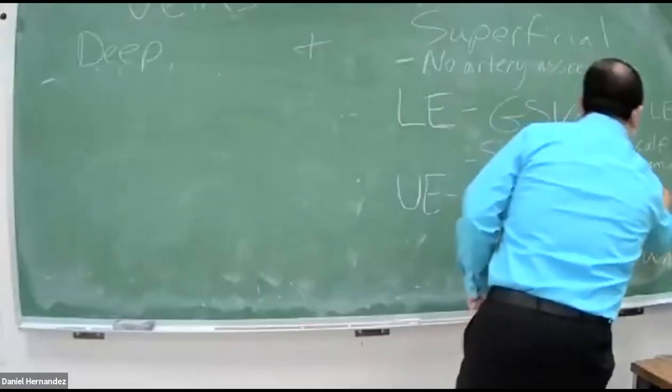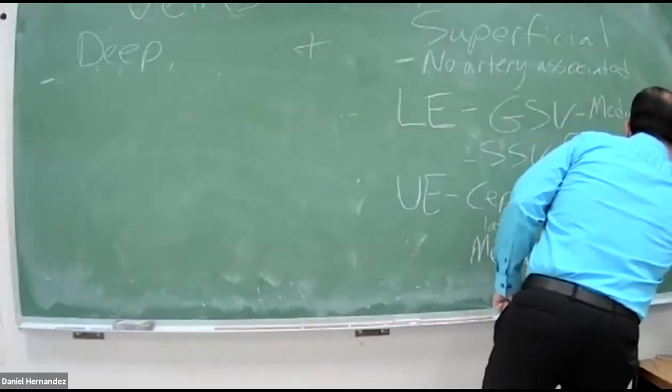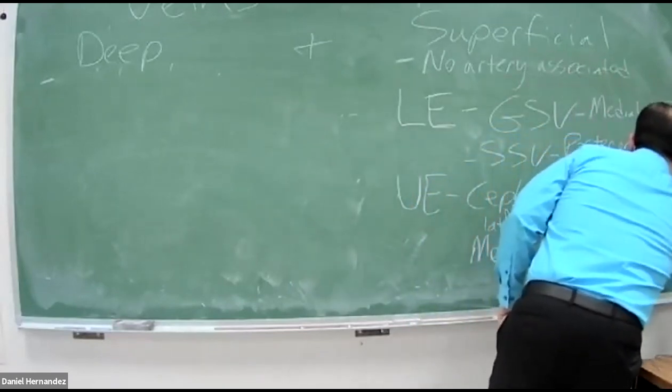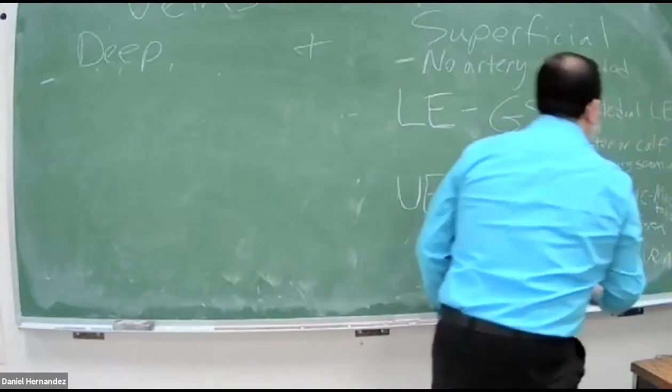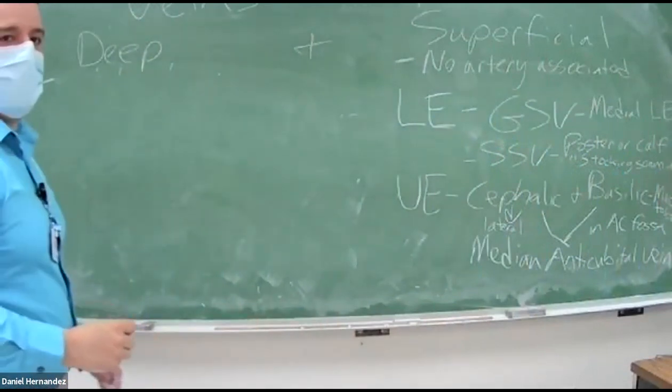We know cephalic vein is lateral, and basilic vein is medial. We can even say medial to brachial veins. So if we're able to visualize those brachial veins, we're going to know that the basilic vein is medial to that.